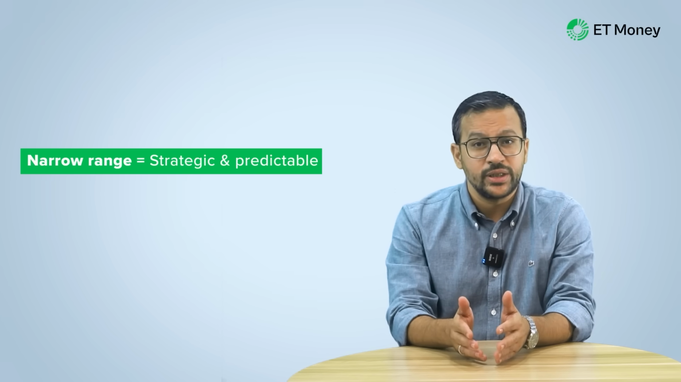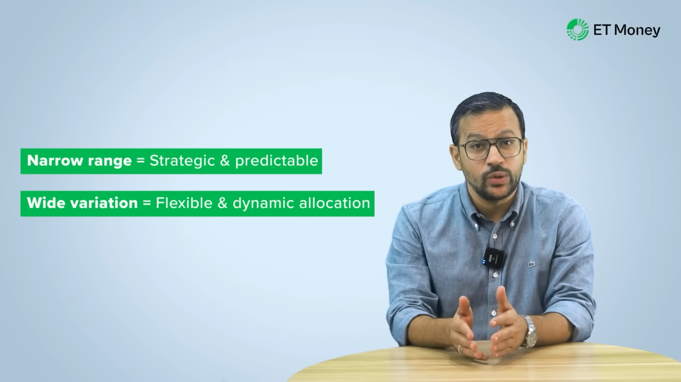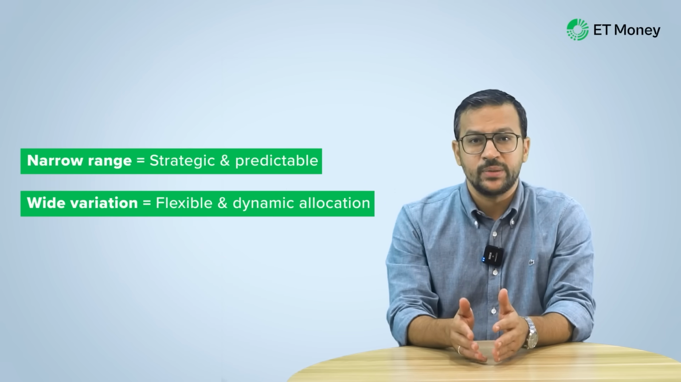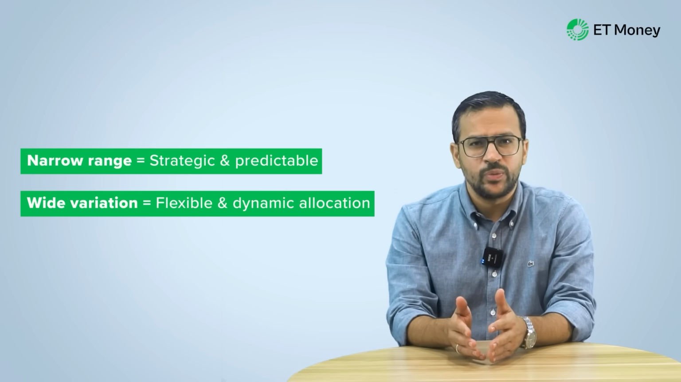So, a fund that has maintained a narrow range suggests strategy consistency and predictability. On the other hand, funds where the allocation to large caps varies widely implies opportunistic allocation and higher flexibility. Such schemes are suitable for investors who are comfortable with dynamic portfolio shifts.